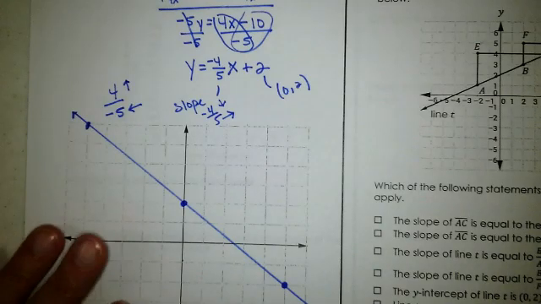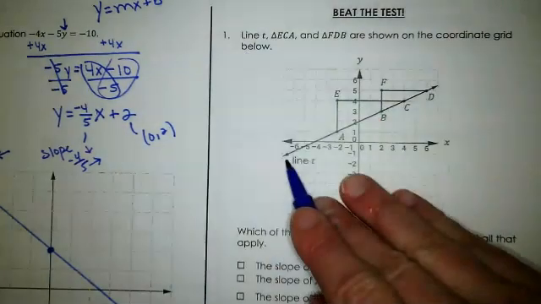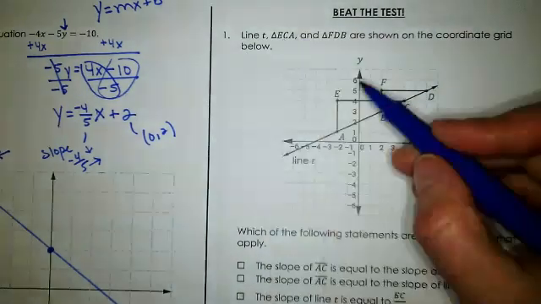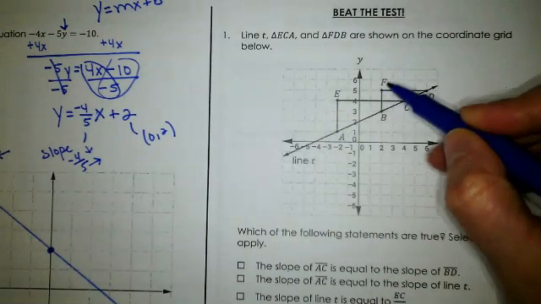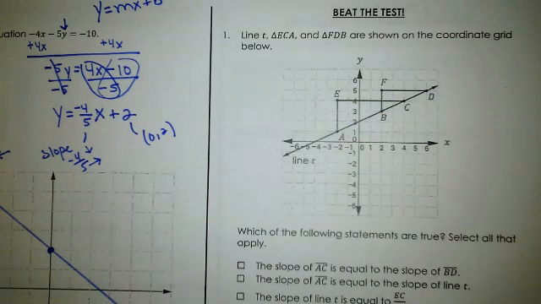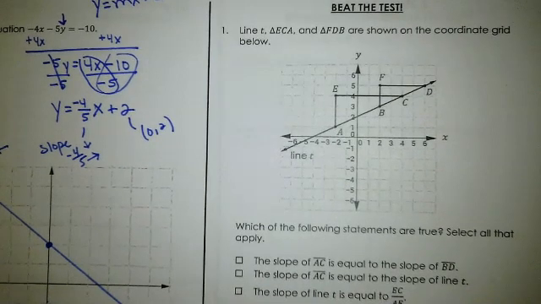Let's see what we learned. We have line T, we have triangle ECA, and triangle FBD, all on the same coordinate plane. Which of the following statements are true? Select all that apply. The slope of AC is equal to the slope of BD.